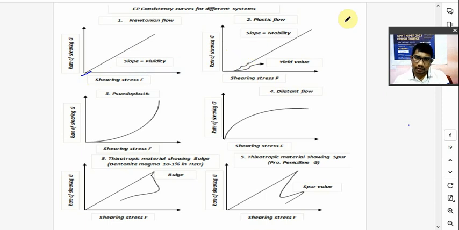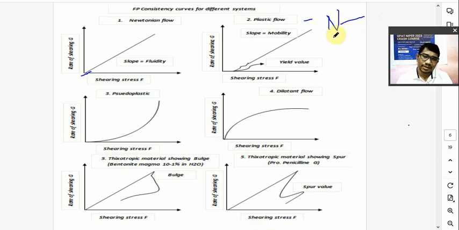Non-Newtonian liquids are again further divided into different types like plastic flow, pseudoplastic flow, dilatant flow, etc. Thixotropic, negative thixotropic, etc. Now, what is a non-Newtonian fluid? They will not obey Newton's law. What is Newton's law? Newton's law says that as you apply stress, the material should shear in the same proportion and flow. But there are certain liquids which are known as non-Newtonian liquids.